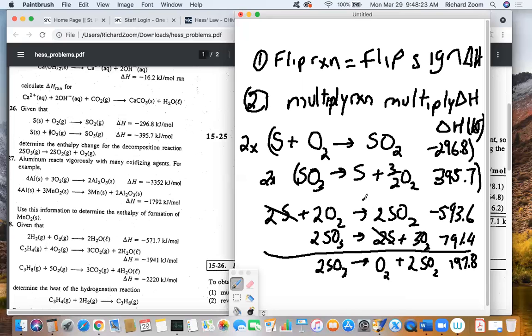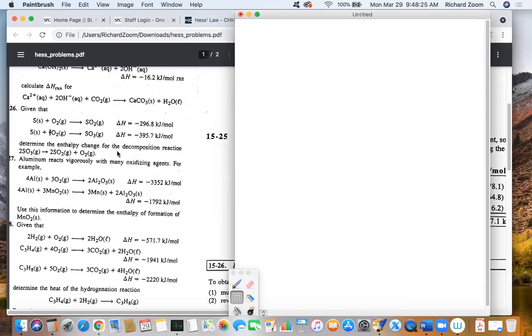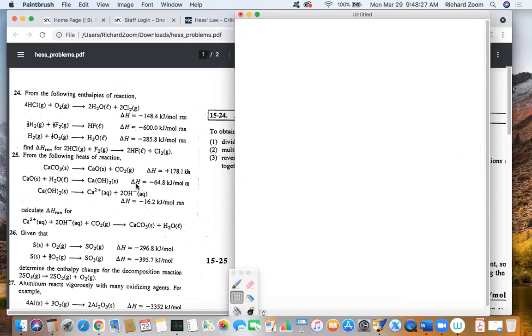Let's look at something a little bit more difficult now. And we'll look at number 24 here. Now this one's a little bit tougher. It's got 3 reactions, and then you've got the final reaction down here. Now this one's going to have a wrinkle that the other one didn't have. And you'll see what that is in a second.